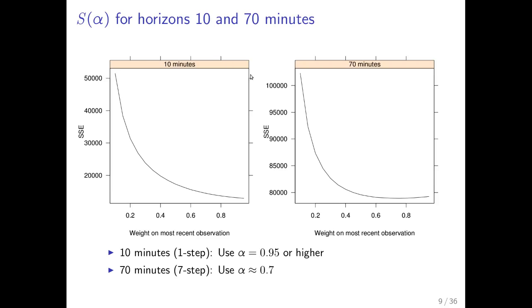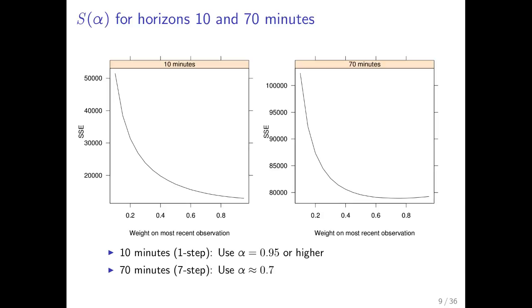If we now evaluate S of alpha for, in this case, 10-minute prediction, as in one step, and 7-step predictions, as in 70 minutes, then what we see is that the optimal choice of alpha for the short-term prediction is, well, at least 0.95. That means put all your weight on the most recent observation. Pretty much just saying your prediction is that in 10 minutes the wind speed will be the same as now.